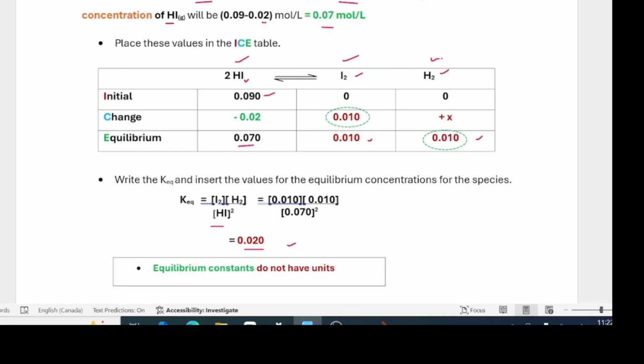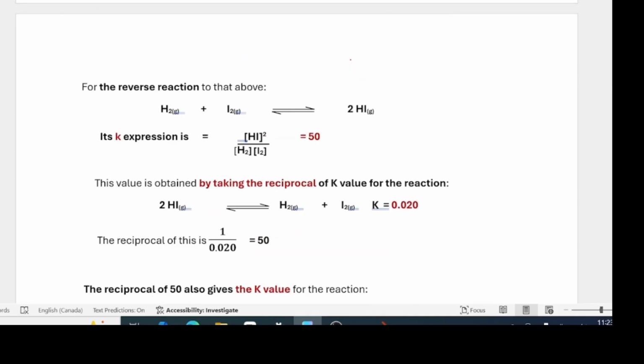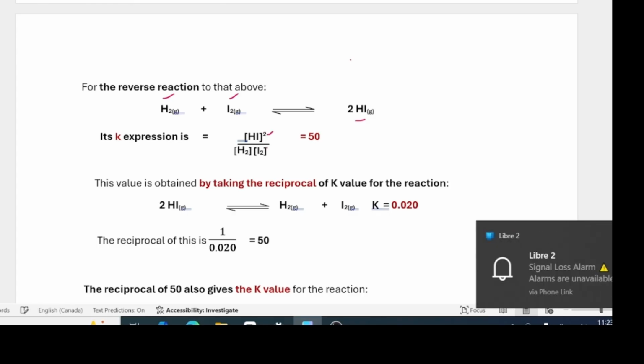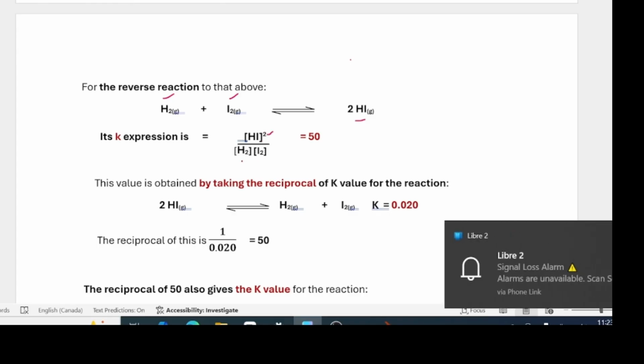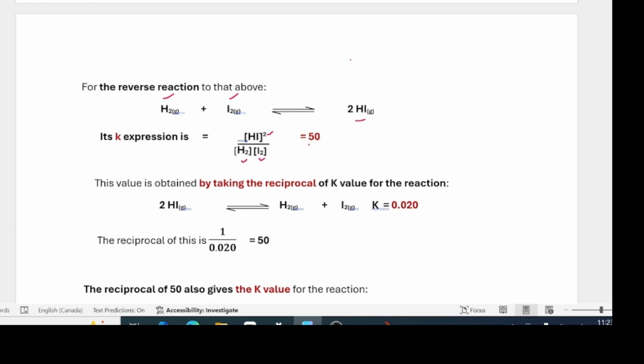Let us suppose we have the reverse of this reaction, which is hydrogen combining with iodine to give you hydrogen iodide. Its K expression will be the concentration of HI raised to the exponent 2 divided by the concentration of hydrogen times the concentration of iodine, and this is equal to 50. This reaction here is a reverse of the one before.